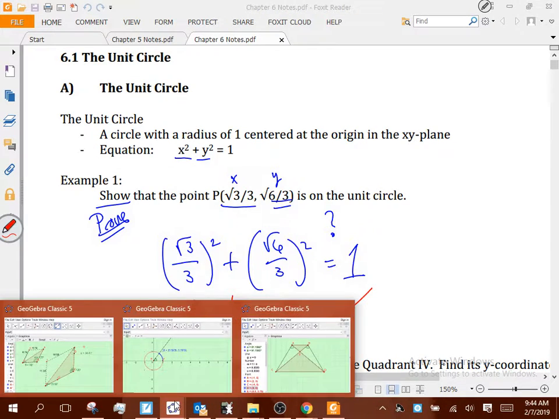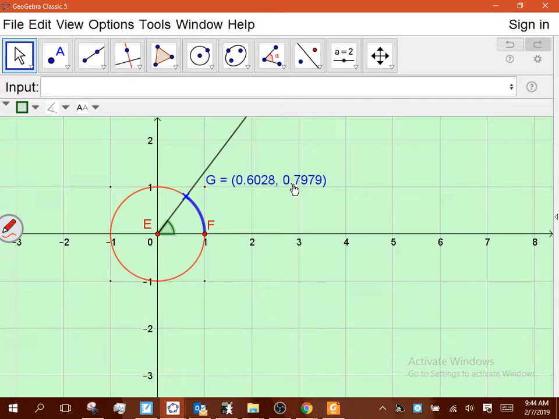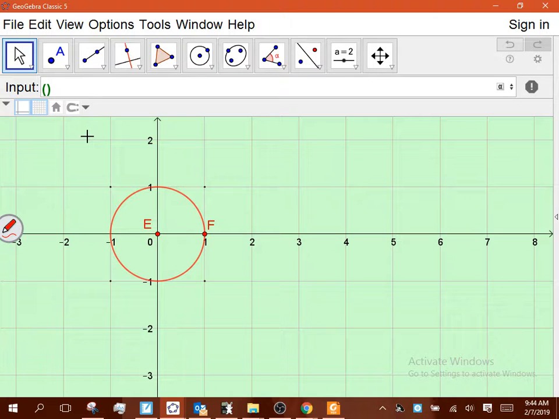Now, let's see here. If I were to ask to find, what was it, the square root of 3 over 3, comma, square root of 6 over 3. Is that point on the unit circle? Yeah. Okay. Now, here's something that I think is important. If we go back to the unit circle, there's a lot of things that are on that unit circle.